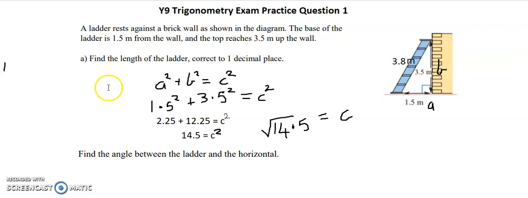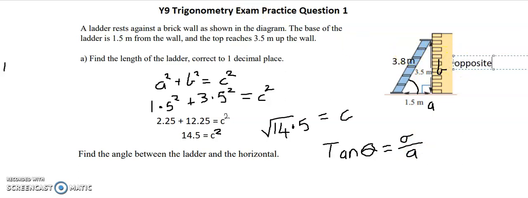Let's look at the second part now. It says find the angle between the ladder and the horizontal. So we're talking about this part here. Now, because we rounded that, I'm just going to use my two short sides and use the rule of tangent. Tangent alpha is equal to opposite over adjacent. I know this side over here is opposite my angle, and I know this side here is adjacent to my angle, next to the angle.